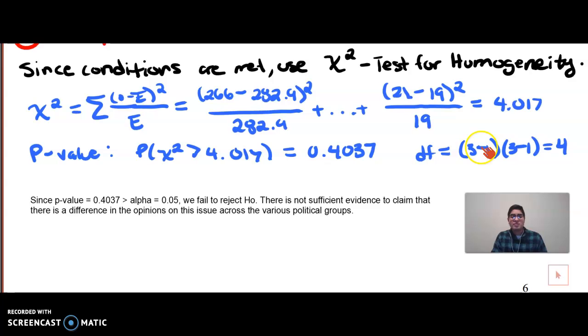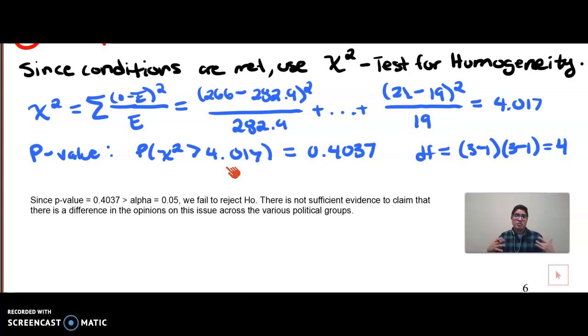This has changed from our goodness of fit test because now I'm looking at a two-way table. And lastly, we obtained our p-value here, which is greater than any reasonable significance level. Thus, we fail to reject the null hypothesis. Again, here, we don't have enough evidence to claim that there actually is a difference in opinions on this issue across the various political groups.